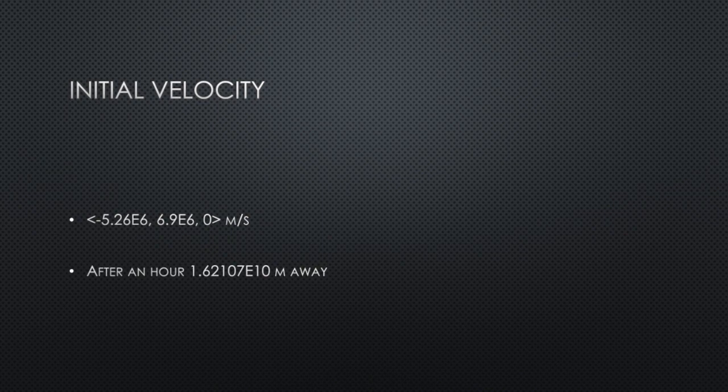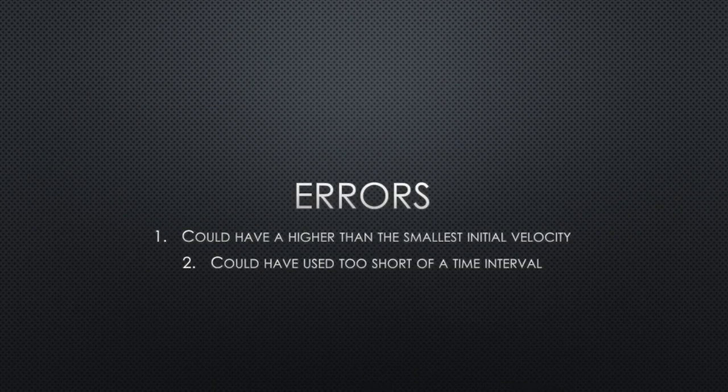After 60 minutes, the spacecraft is now 1.62 times 10 to the 10th meters away. Even though this experiment was completely done through the computer, there are some possible sources of error. I could have the incorrect velocity because I used the guess and check method, so there is a possibility that there is a smaller initial velocity that also would have avoided the black hole and the planet. The time interval could also be too short. The 60-minute time interval could have been longer, and that could have led to finding a different initial velocity in part 2.